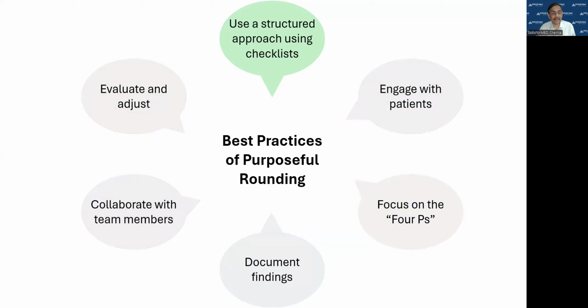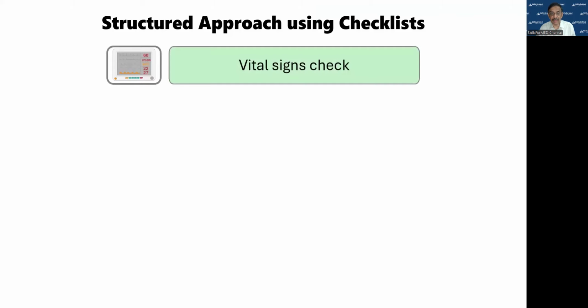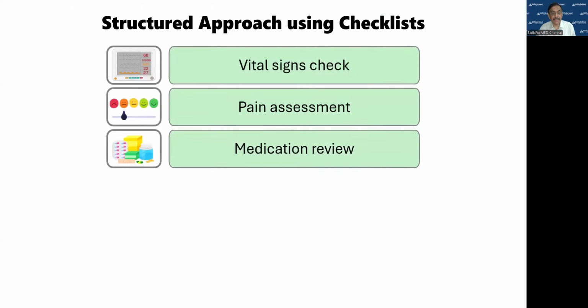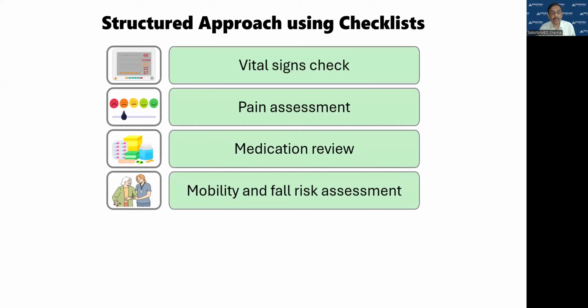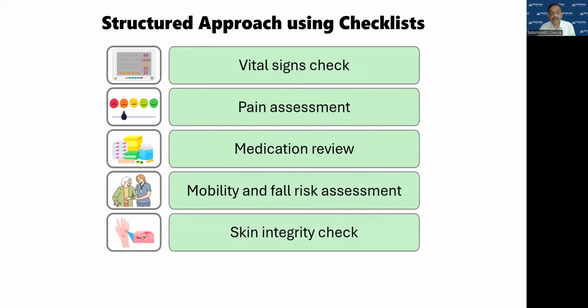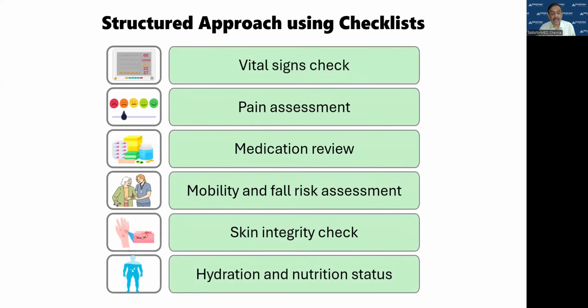So let's look at the structured approach to rounding in purposeful rounding using checklists. What do you mean by structured approach? Whenever you do rounds, you look at all these things: vital check, pain assessment, medication review, mobility and fall risk assessment, skin integrity check, hydration and nutrition status. You would probably do it most of the time, but here you will use a checklist to make sure it is done every time you visit the patient.